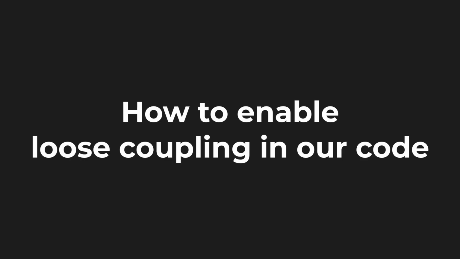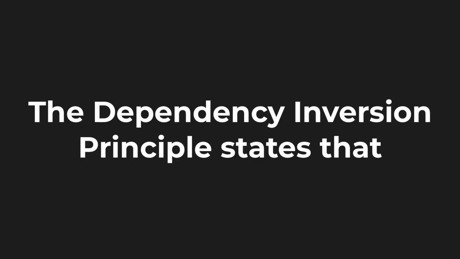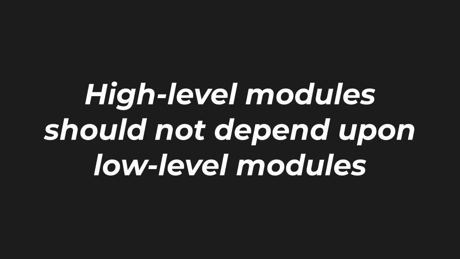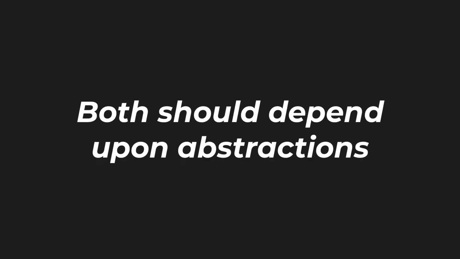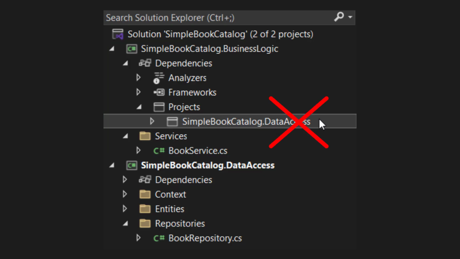In this video, we're going to see how to enable loose coupling in our code by applying the dependency inversion principle. As we already saw, the dependency inversion principle states that high-level modules should not depend upon low-level modules, both should depend upon abstractions. So in our example, the business logic layer project, which is our high-level module, should not contain a project reference to the data access layer project, which is our low-level module.